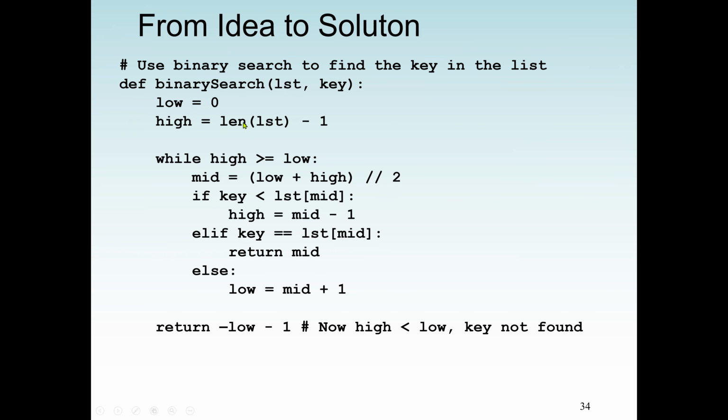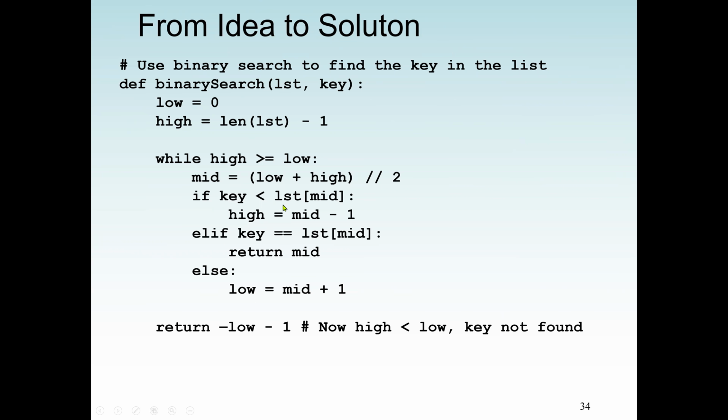We find the middle value by adding low plus high divided by 2. That's the low index and higher index. So if the higher index is, let's say, 10, 0 plus 10 is 10, divided by 2 is 5. So our middle value will be index 5. Then we compare the middle value with the key.